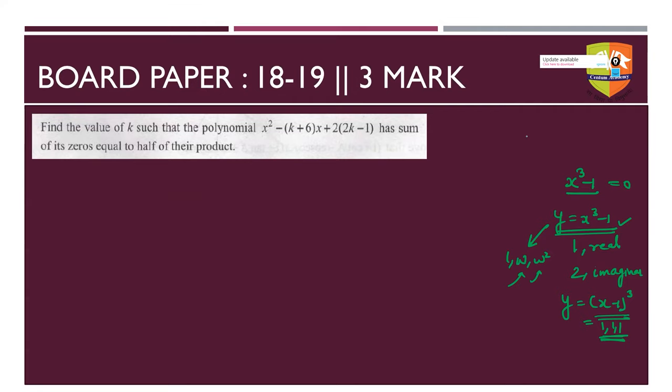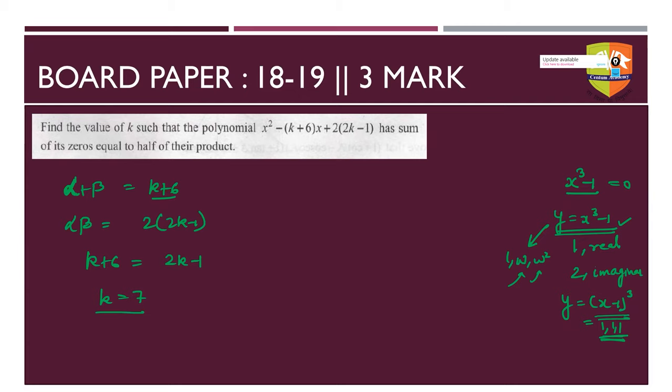Find the value of k such that the polynomial has sum of its zeros equal to half of their product. So you have to first find out alpha plus beta, sum of the zeros. How much is it? K plus 6. Okay, and alpha beta, product of zeros, is 2k minus 1. Right? Sum of roots is k plus 6, product of roots is 2k minus 1. And what is given? Sum of zeros is equal to half of their product. So k plus 6 is equal to half of 2k minus 1. Right? So k is equal to 7.